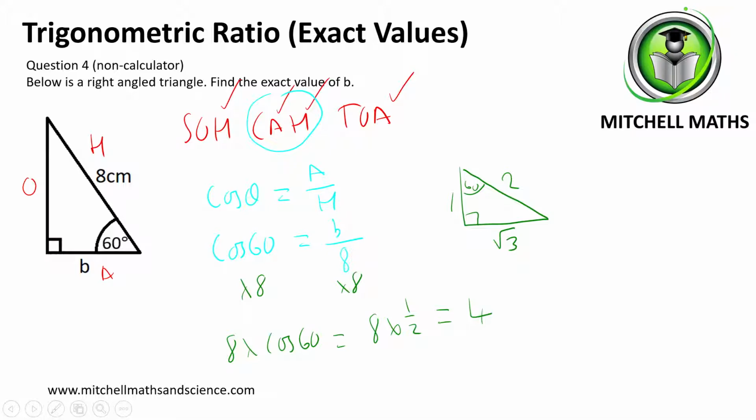So sometimes you will get questions like that, where you have your exact values and you've either got normal SOHCAHTOA, or you could have the sine or cosine rule with that. You could also have finding the area of a triangle where you need to use the formula half ab sine C.